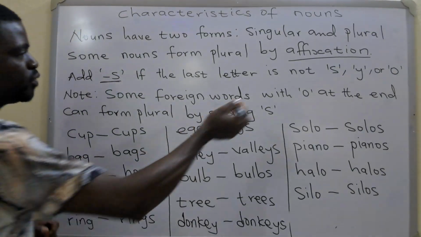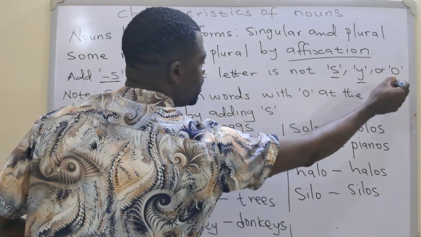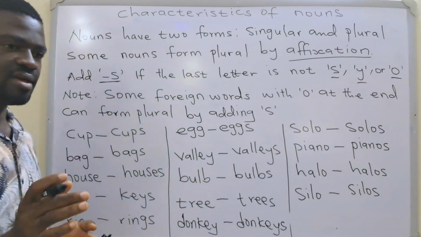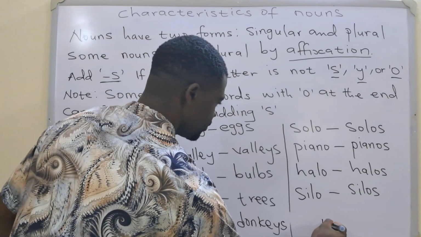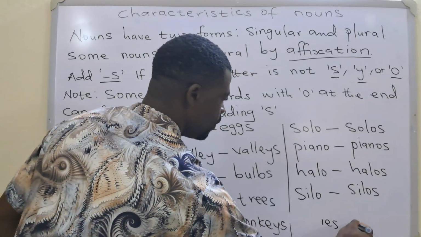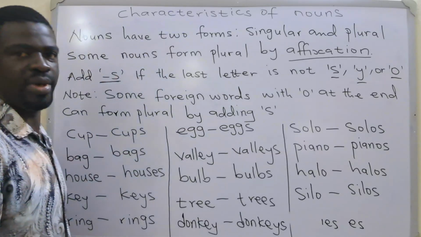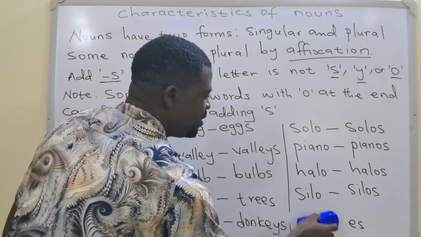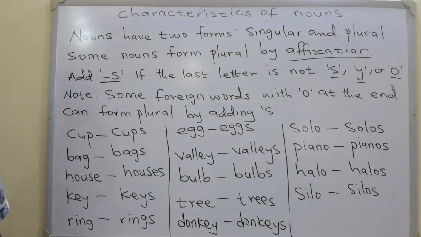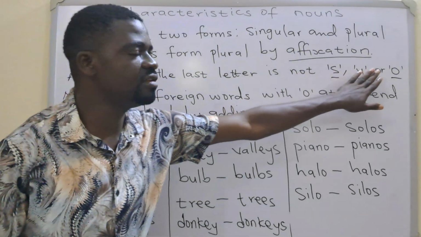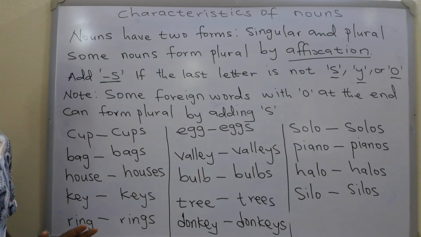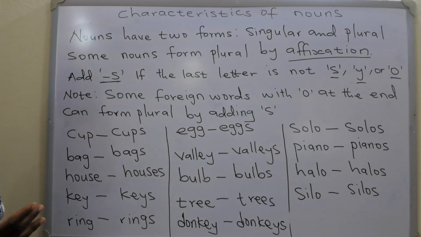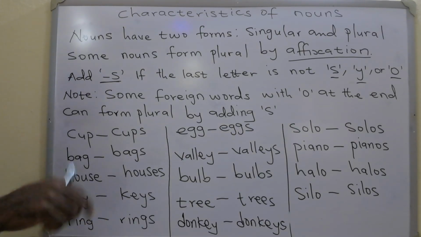If your noun ends with S, Y, or O, you might need a different bound morpheme. You might need, say, this one or this one, depending. But if the spelling of your noun doesn't end with any of these letters, then you can simply add S to form a plural of that noun. I think that is very common. Many nouns form their plurals by simply taking S.